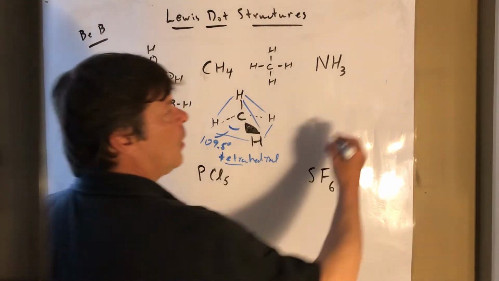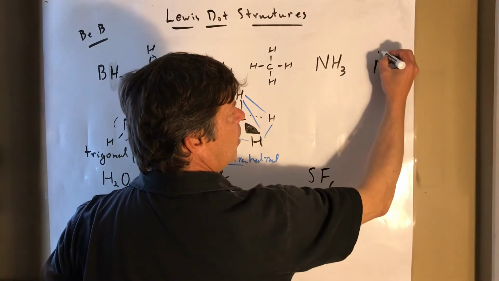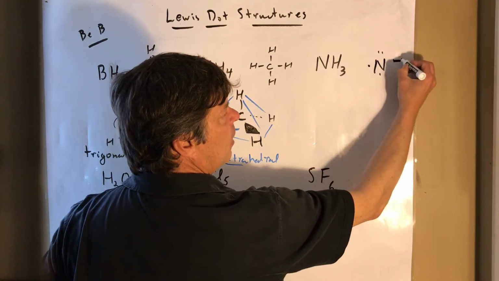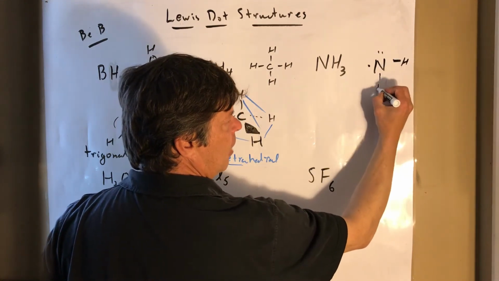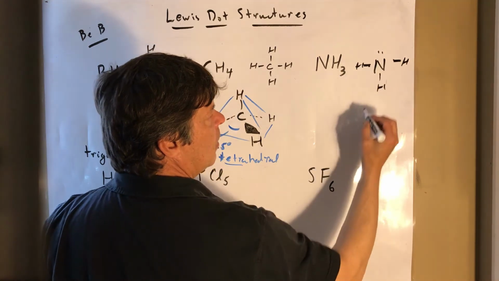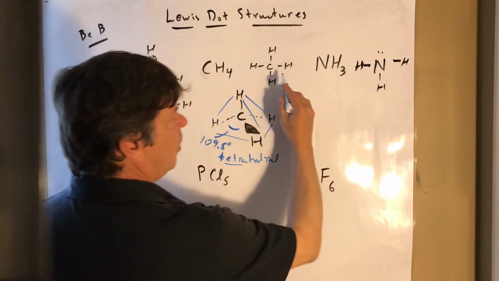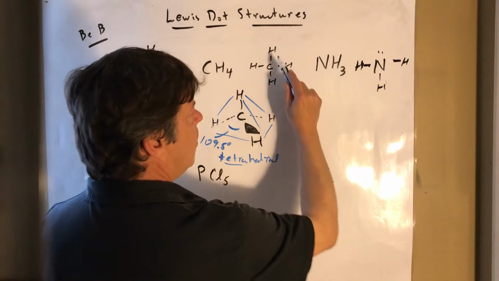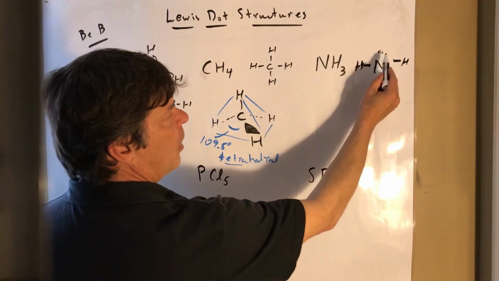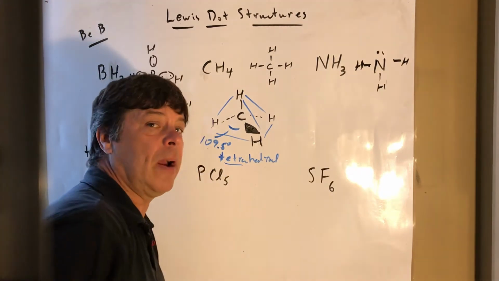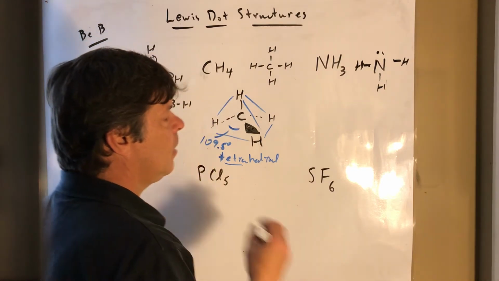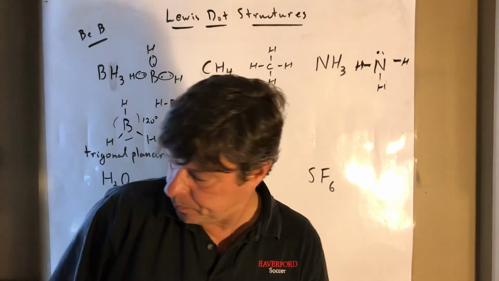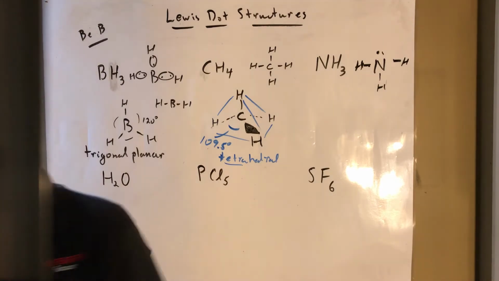So we look at that. Nitrogen has 5 valence electrons. Of course, we'd add a hydrogen here, and hydrogen here. All right, so this looks pretty similar to methane, but instead of a hydrogen here, instead of a covalent bond here, we call that a lone pair.